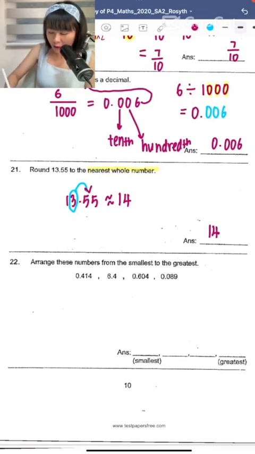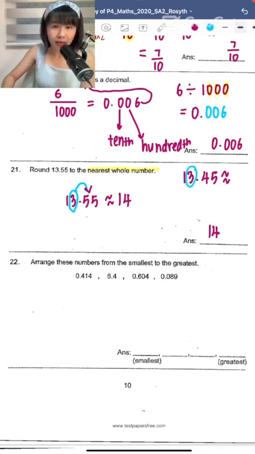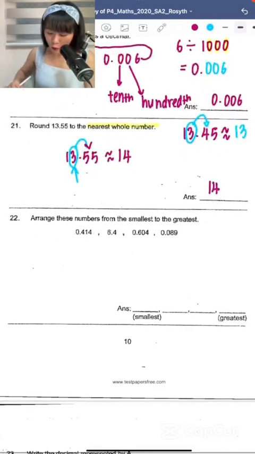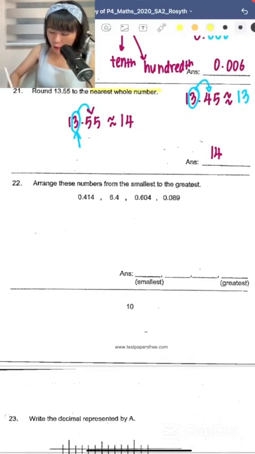Let me just give you an example to revise rounding off. Let's say I have 13.45. If I were to round off to the nearest whole number, same concept, I look at my 10th place, which is 4. Because it's 4, anything that is 4, 3, 2, 1 or 0, round down. If you round down, you don't change anything to the digit you circle. It just stays the same. Only when you round up, the digit that you circle will plus 1. Remember that.